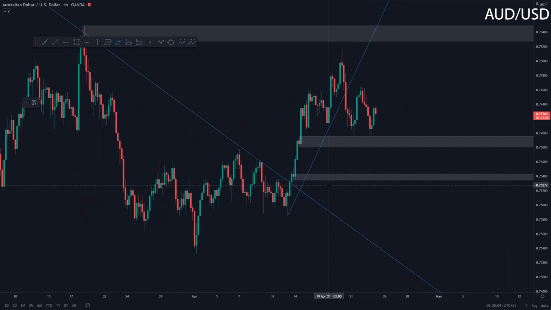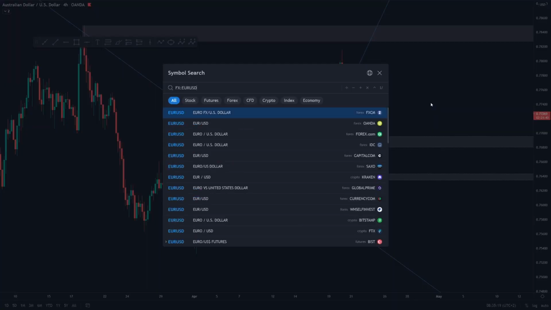So if we see more downside, I'm going to be targeting 0.76400. That's the next area of interest that I would like to see being met. So yeah, that's Aussie dollar. Let's head over to Euro dollar.